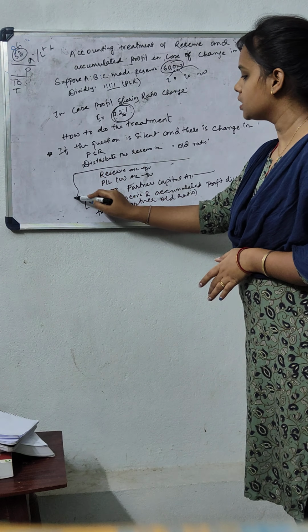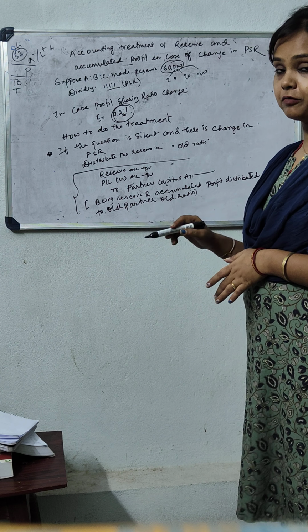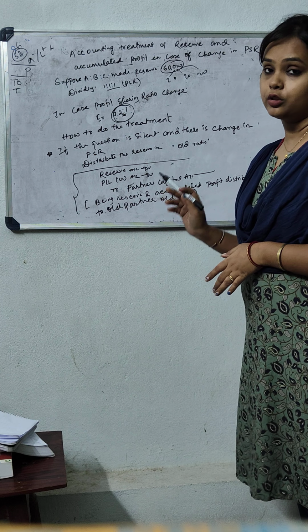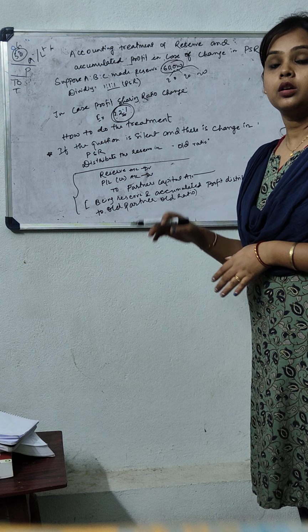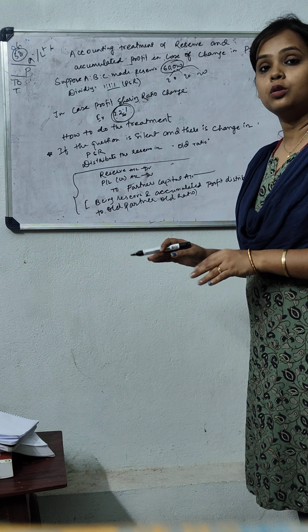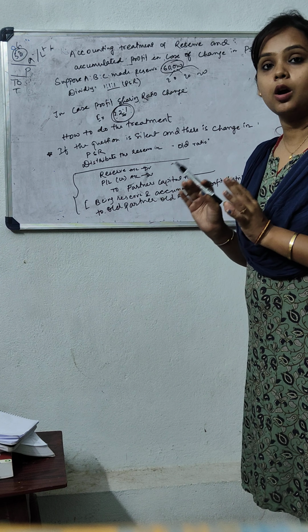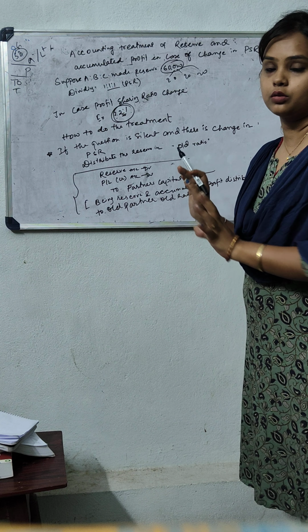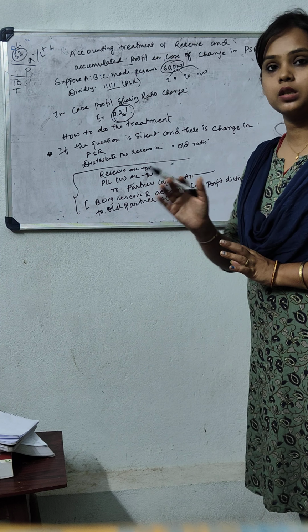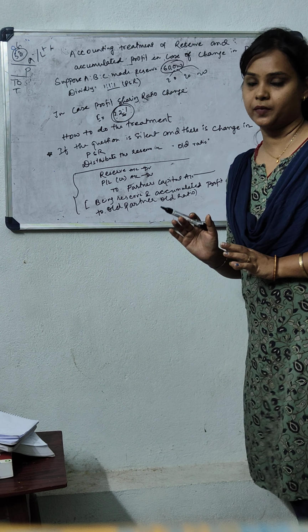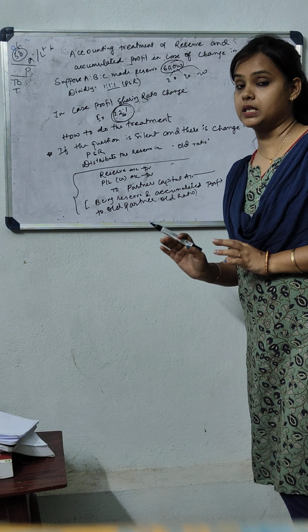So we will make this entry if the question is silent and the new profit sharing ratio is given. You just distribute the reserve in the old ratio. Don't look at the new ratio, no need to see it, just distribute it in the old ratio. Now let's move on to case number 2.